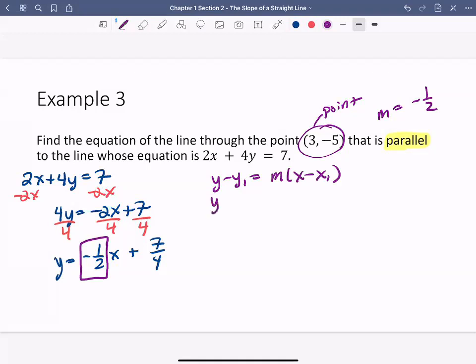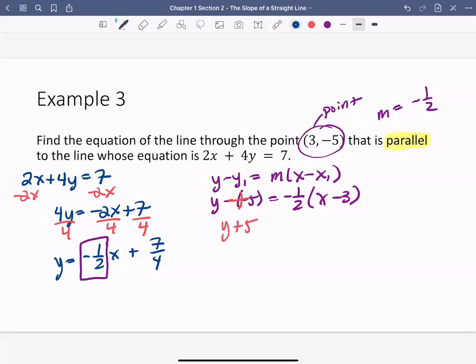So I have y minus, in this case, my y1 is -5. Slope is -1/2. And then my x value is 3. Again, I'm just pulling this from the point and the slope that we have written right above it, right here. And now I get to simplify. This becomes a plus, right? A negative times a negative is a positive. So you get y plus 5.